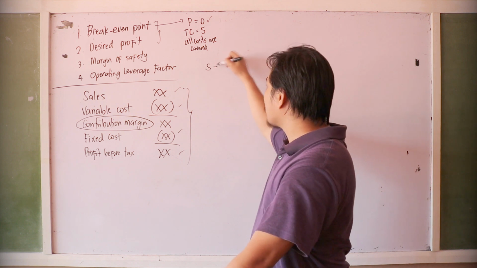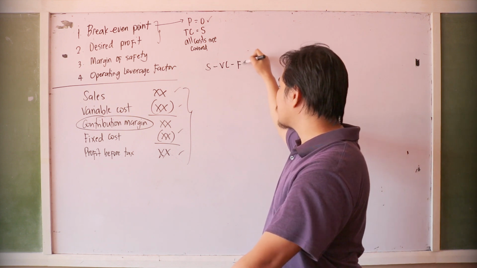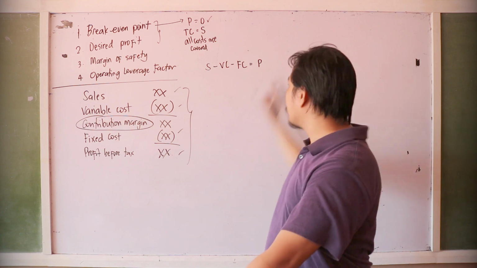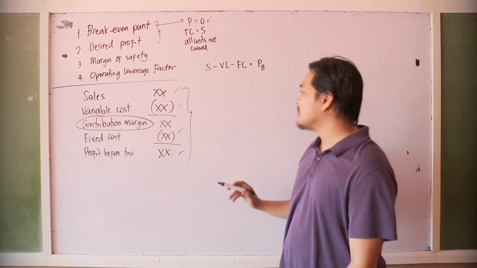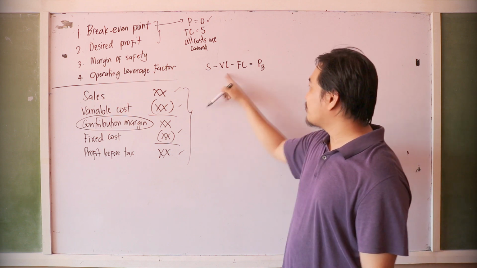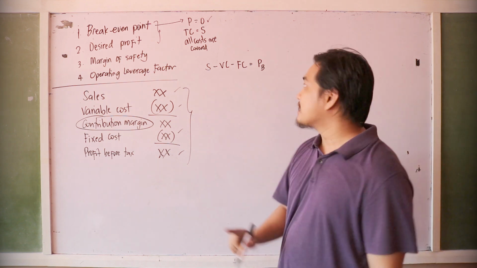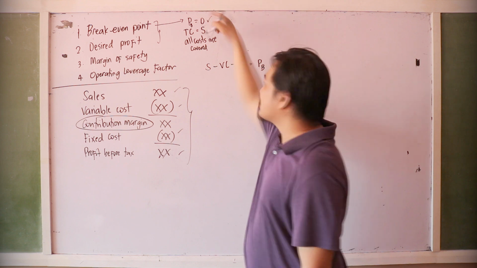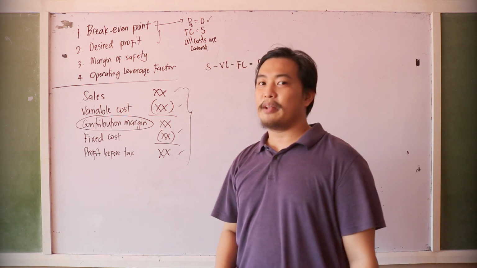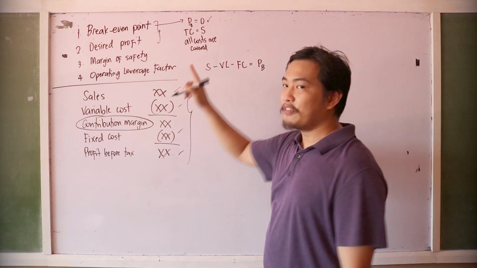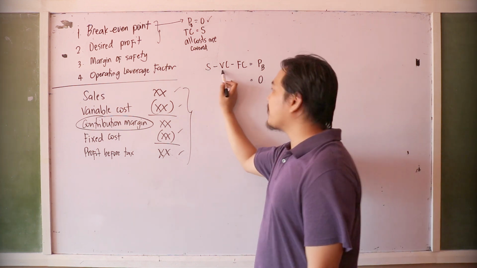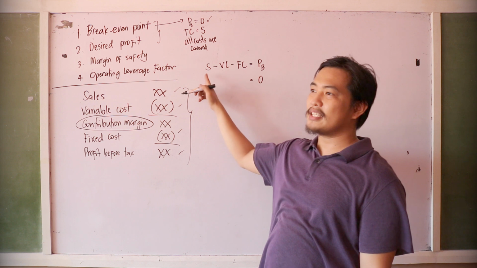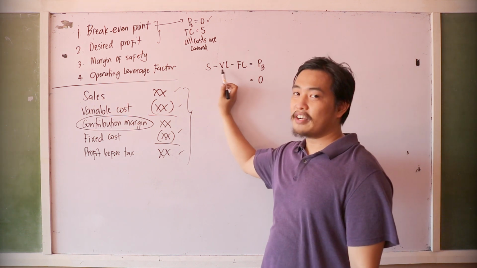So, sales minus variable cost minus fixed cost is equal to your profit before tax. P sub T, profit before tax. So, ito lang siya, pinonvert lang natin into an equation form. Sabi natin, ang profit before tax natin is equal to 0 at the break-even point. Therefore, itong profit before tax, iset lang natin siya na maging 0.